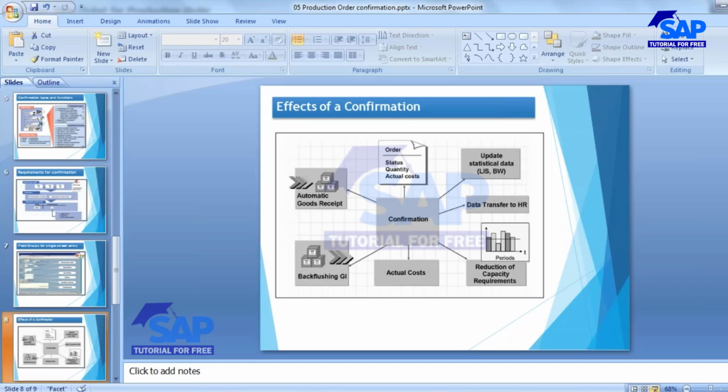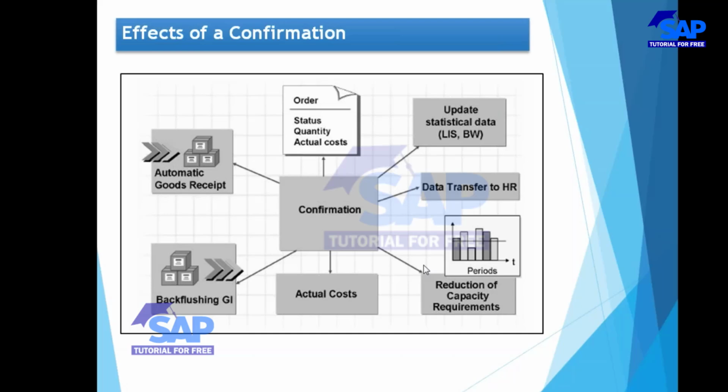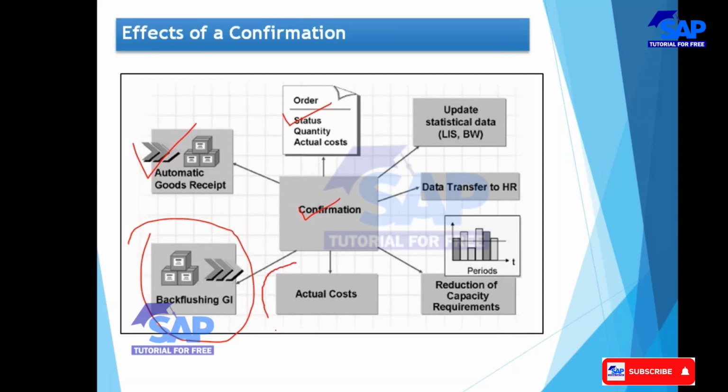When you confirm the production order, these are the effects that take place in the system. One is the production order status will get updated with the CNF status. You can do backflushing activities, goods issues, which we discussed in our last class. When you are confirming the production order, you can do backflushing for the components, which we discussed already. And you can do automatic goods receipt, which we'll be covering in the next topic. And your actual cost will get updated.